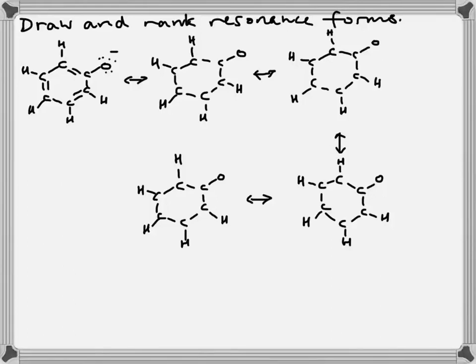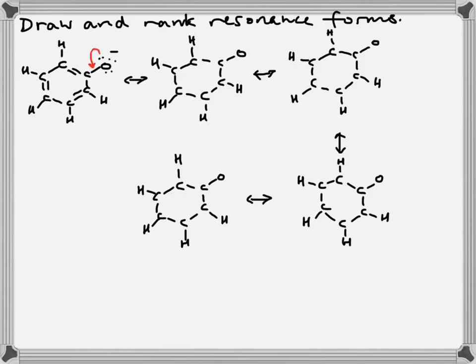So here's a problem where we need to draw the additional resonance forms for the given compound, and then when we're done we can evaluate them and rank them on who looks the best and who looks the worst, and therefore how much they contribute to the overall hybrid. So right away I see that I have an allylic lone pair, and when I have an allylic lone pair, there's two arrows I can draw.